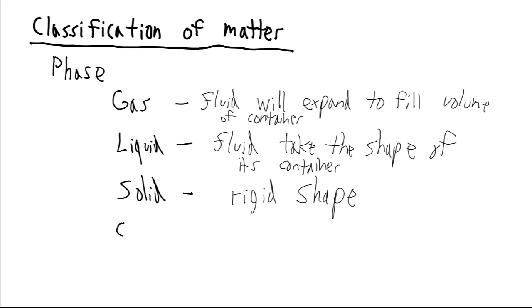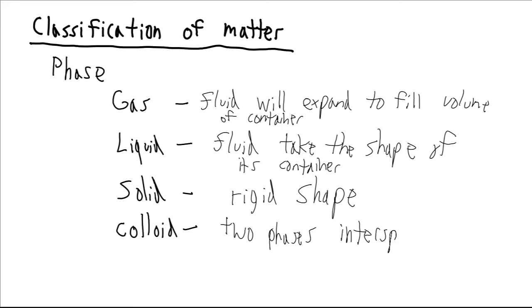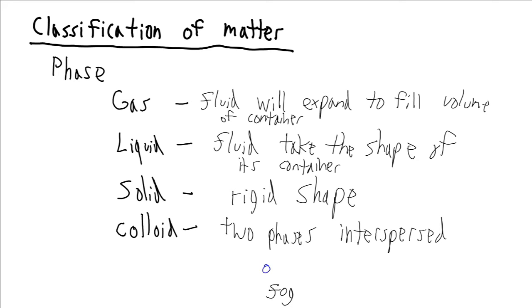Another form of matter that we can have is what's called a colloid. And what a colloid is, it's actually two of these other phases interspersed with one another. And that's interesting because it can lead to new properties which are different from the properties of any of these other two substances independently. As an example, we might consider fog. Fog is a colloid. It consists of little water droplets, so that's a liquid, suspended in the air, which is a gas.